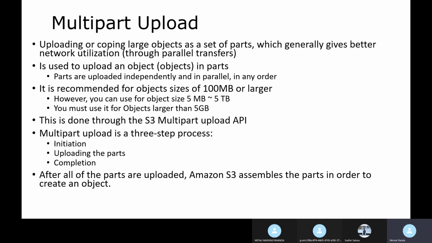So finally, S3 assembles your parts and makes one object. The benefit of multi-part upload will be faster upload, because if you go part by part, meaning parallelly uploading parts, then your upload speed will be faster. They will use your network utilization. Network bandwidth will be utilized properly.